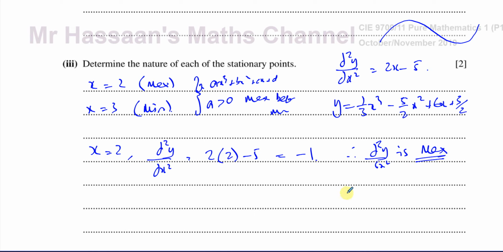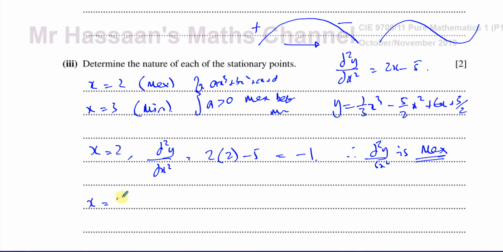The reason why, because when you have a maximum, the d squared y dx squared tells us how the gradient is changing. The gradient is going from a positive gradient as you go along to a negative gradient. The rate of change of the gradient is negative because the gradient is decreasing the whole time. Positive, 0, negative. So when you have a maximum, the second differential will always give you a negative value at the maximum turning point.